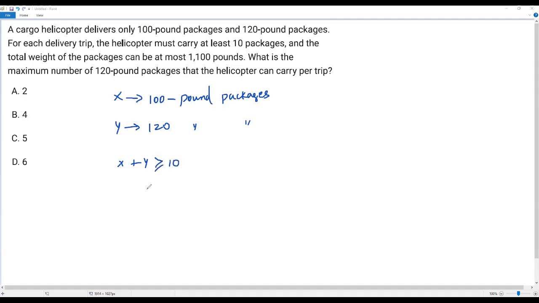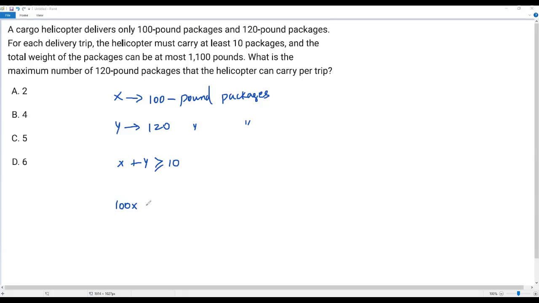Okay, now let's go to the second information. The total weight of the packages can be at most 1,100 pounds. So the total weight of all the packages can be equal to 1,100 or it has to be less than 1,100. Okay, the weight of one 100-pound package is 100. Then what is the total weight of X number of 100-pound packages? For that, we have to multiply the weight of one package by the number of 100-pound packages. That is 100x. So this 100x gives the weight of X number of 100-pound packages.